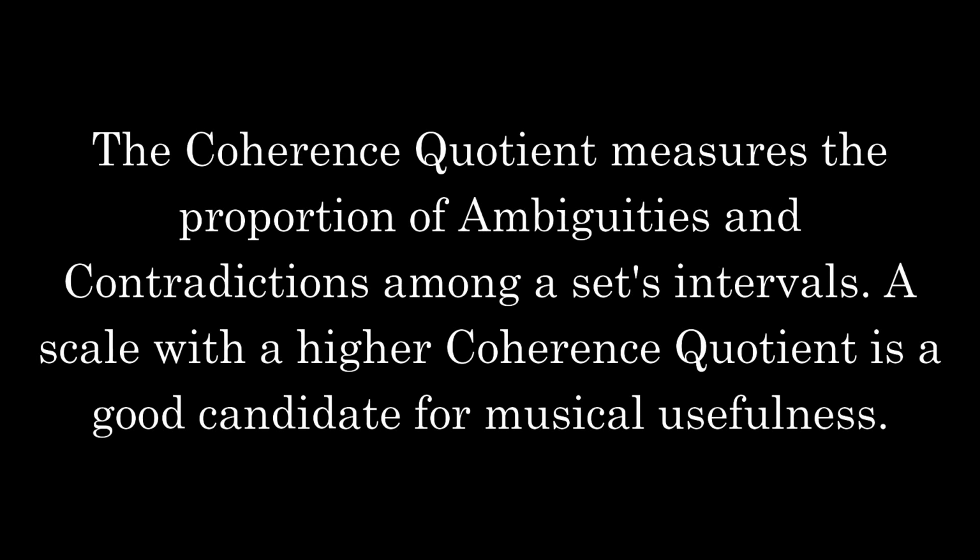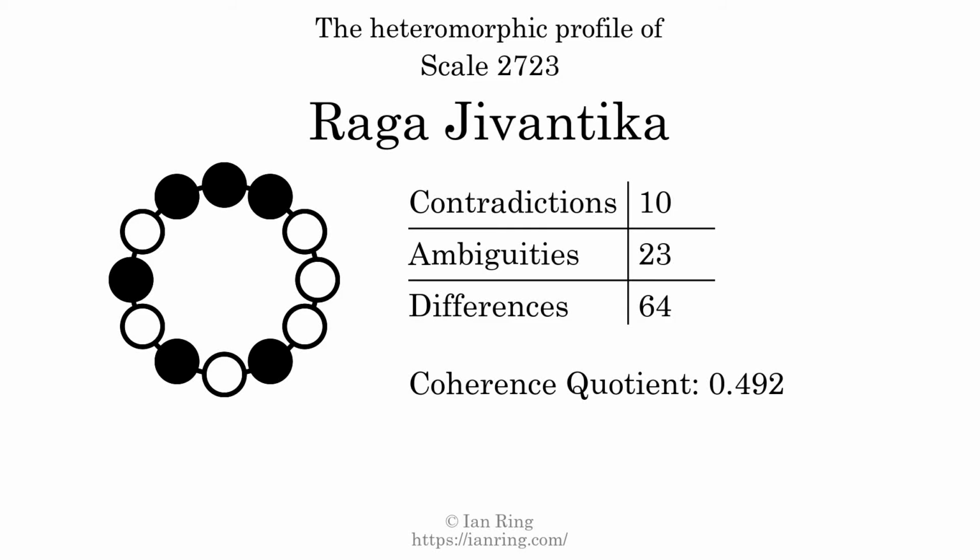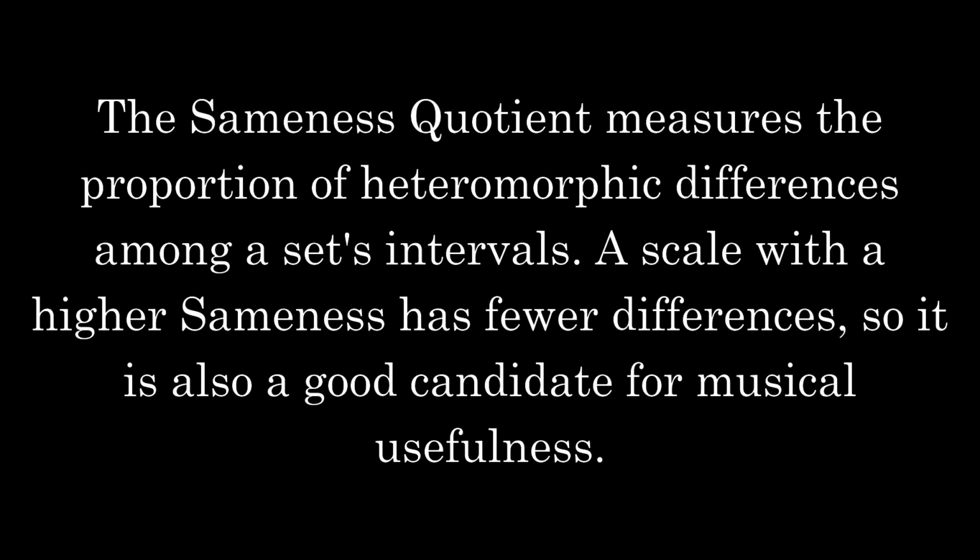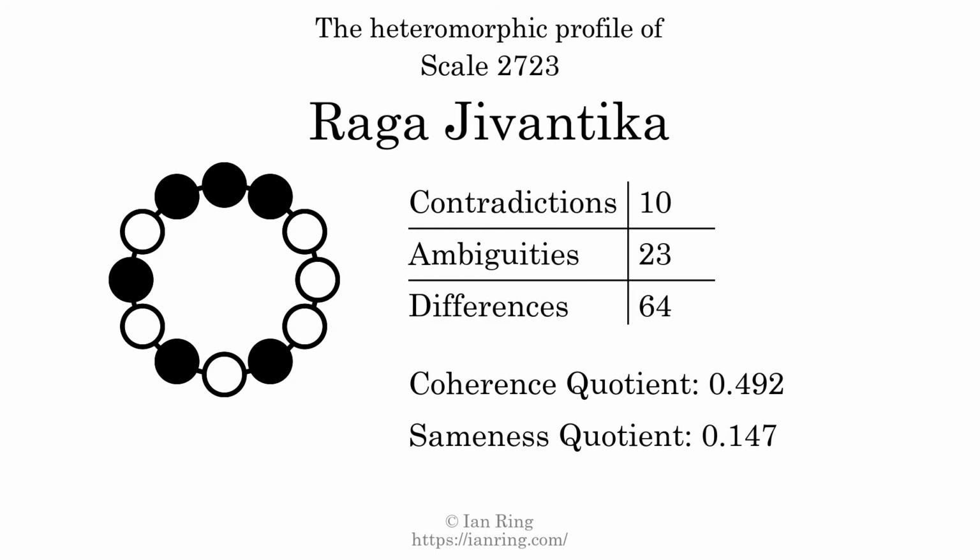The coherence quotient measures the proportion of ambiguities and contradictions among a set's intervals. A scale with a higher coherence quotient is a good candidate for musical usefulness. The coherence quotient is 0.492. The sameness quotient measures the proportion of heteromorphic differences among a set's intervals. A scale with a higher sameness has fewer differences, so it is also a good candidate for musical usefulness. The sameness quotient is 0.147.